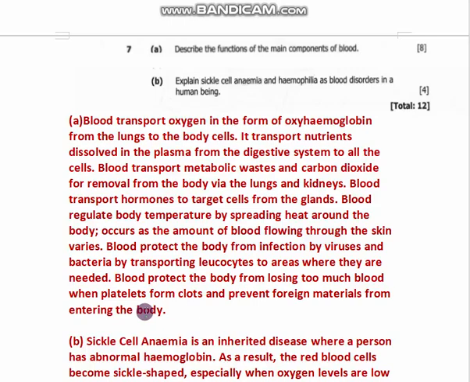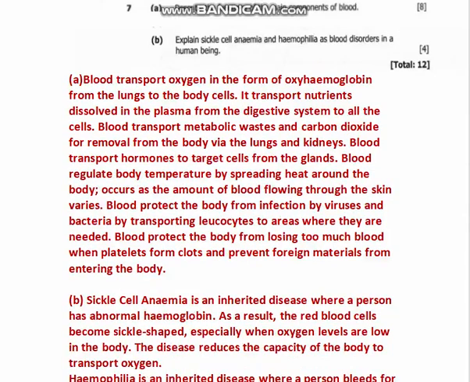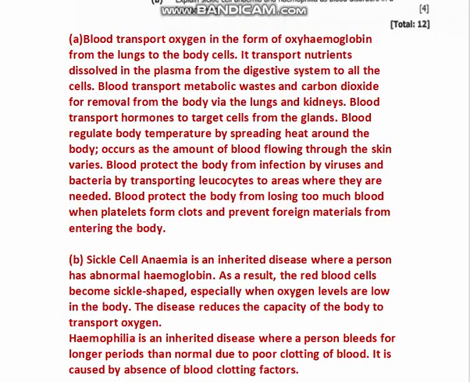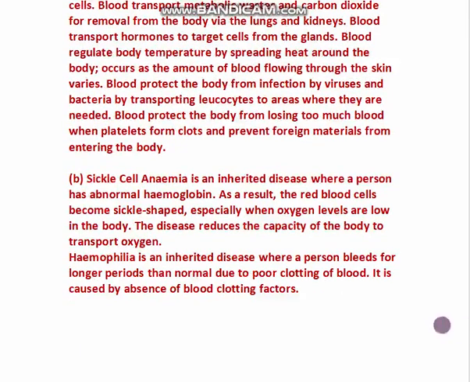Okay. Then B, they are saying explain sickle cell anemia and hemophilia as blood disorders in a human being, which is 4 marks. So they want us to explain sickle cell anemia and hemophilia as blood disorders in a human being. Sickle cell anemia as well as hemophilia, they are blood disorders, diseases. So let's explain.